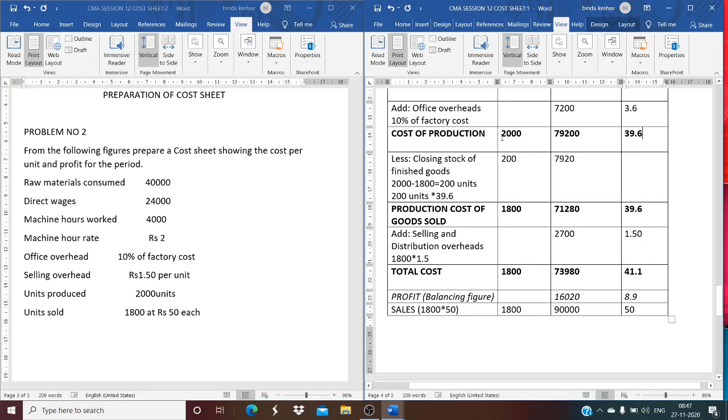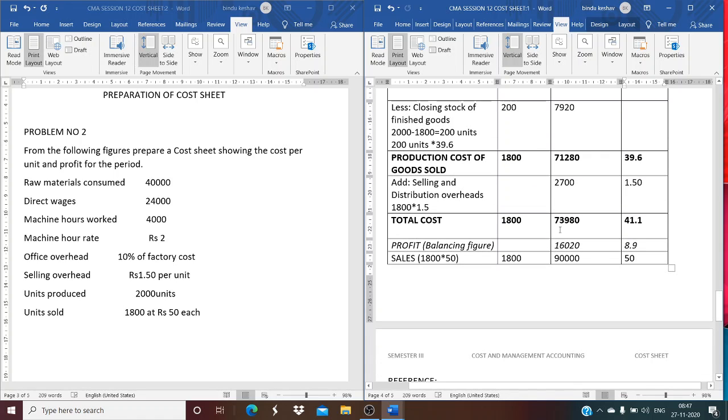So you can see here 2,000 units were there and closing stock of finished goods 200, and we have got the number of units now 1,800. So that you can see the question here, units sold only 1,800. We have sold only 1,800 units and not 2,000 units. 79,200 minus 7,920. So here production cost of goods sold is 71,280. Per unit is 71,280 divided by 1,800, which is 39.6.